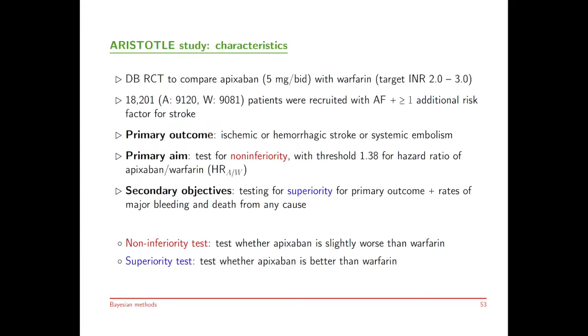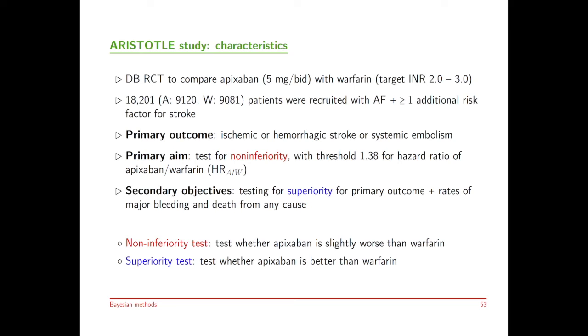Let's start with the Aristotle study, which is a double-blind randomized controlled trial to compare apixaban with warfarin, and was based on a large number of patients, namely around 18,000. The primary outcome was ischemic or hemorrhagic stroke or systemic embolism, and the primary aim was to test for non-inferiority of apixaban versus warfarin, and the second objective was to show superiority. A survival analysis was done, and for the non-inferiority test, the threshold of 1.38 for the hazard ratio was taken.